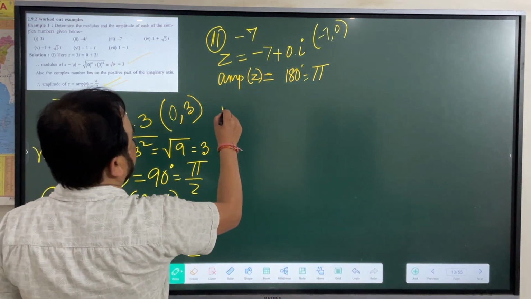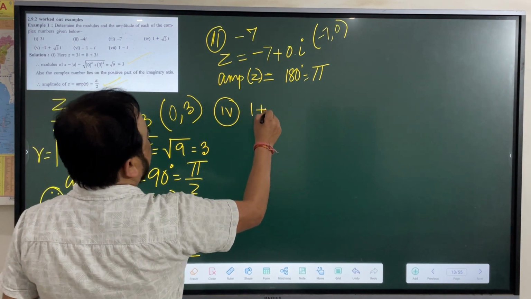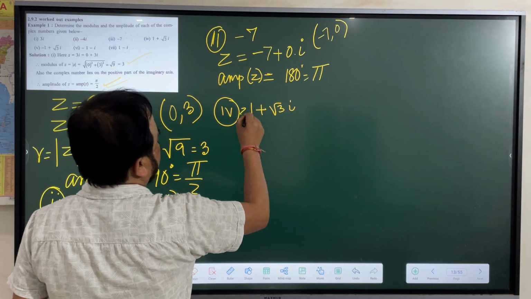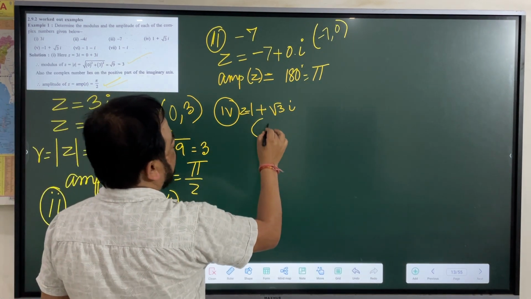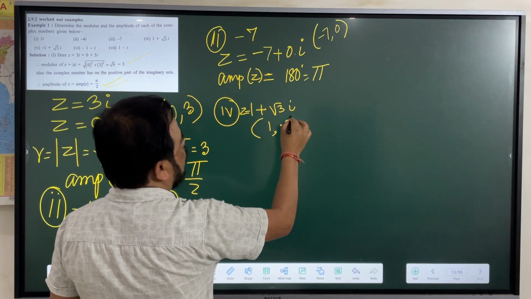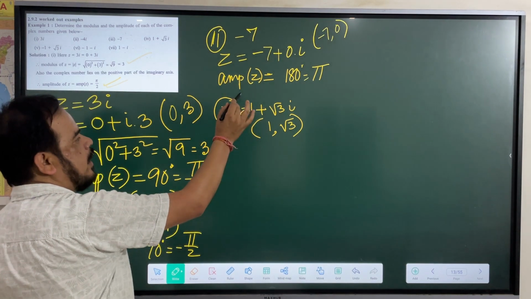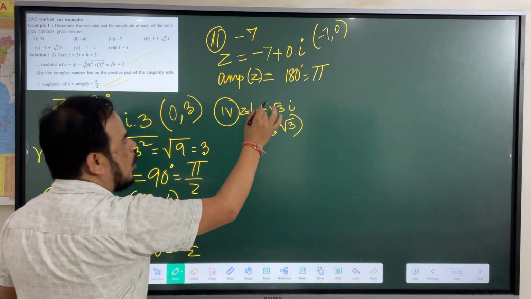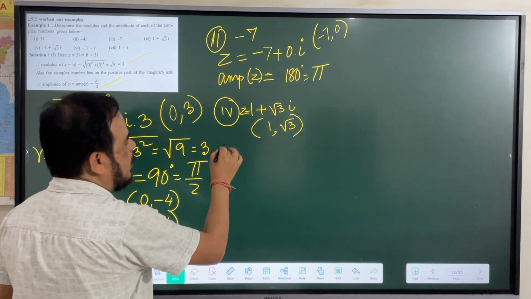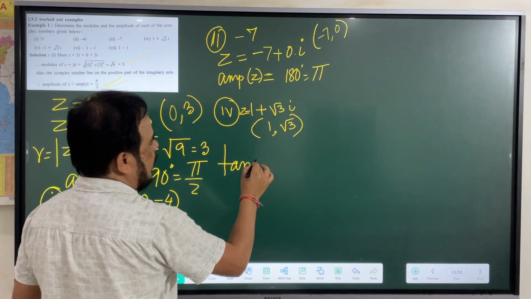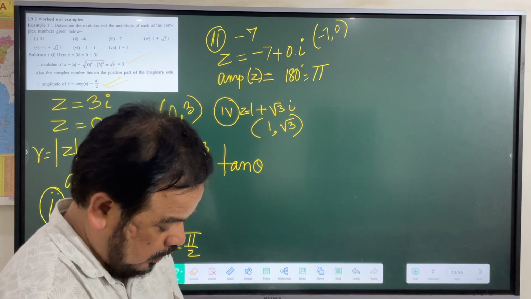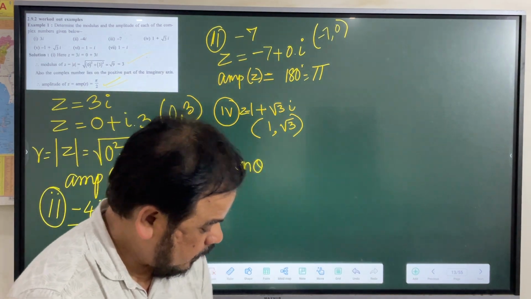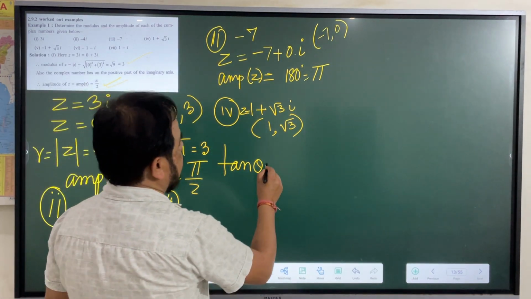Number 4. Let z equal 1 plus root 3 i. Now what is the point? 1 comma root 3. Here neither x is 0 nor y is 0, so here we have to find out tan theta. This is number 4. Here we have to find out tan theta.